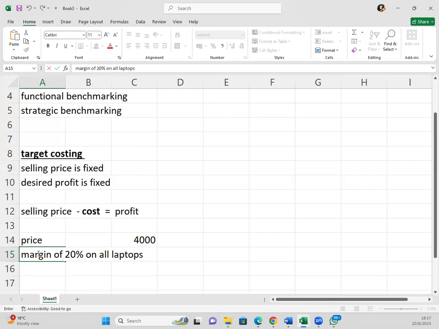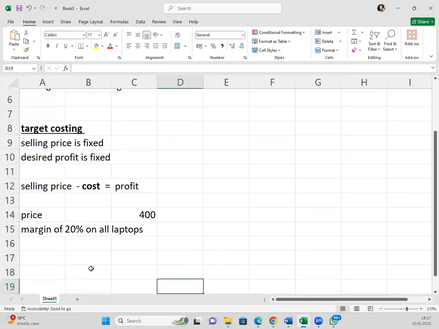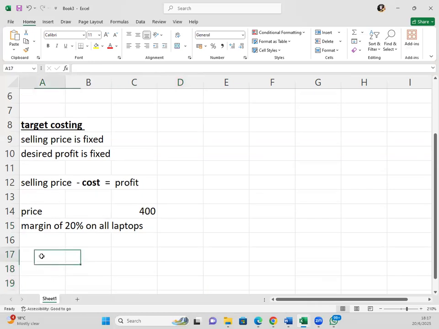So we want to go and sell the laptops in Bulawayo, and they are going for 400. As an organization, whenever we sell, we want a margin of 20%. So it means that for us to achieve the profit that we want, we must maintain our costs as follows.